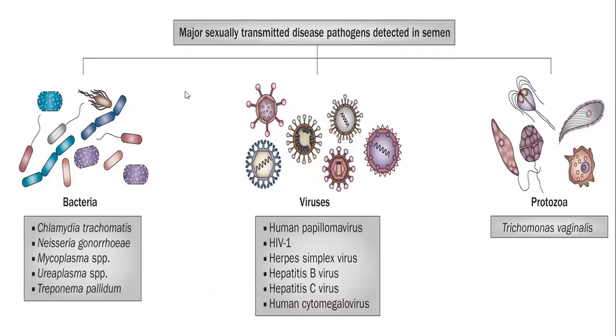Okay, if we talk about viral sexually transmitted diseases, you should know human papillomavirus, HIV infection, herpes infection, hepatitis infection, and cytomegalovirus. Among the protozoan sexually transmitted diseases, the most common is trichomoniasis, which is caused by Trichomonas vaginalis.